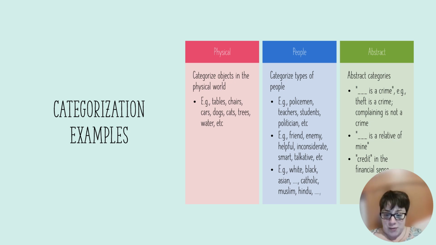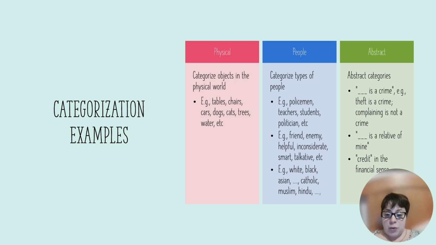You can also categorize people based on relationships that you have or adjectives that you know that describe them. So, a friend versus an enemy, someone who is helpful and smart or inconsiderate or rude, for example. You can categorize based on race and ethnicity and religious identification. And you can also make more abstract categorizations, right? So, for example, you can categorize a crime as being theft, for example, or something more abstract like, I don't know, letting someone waste their own potential is a crime.